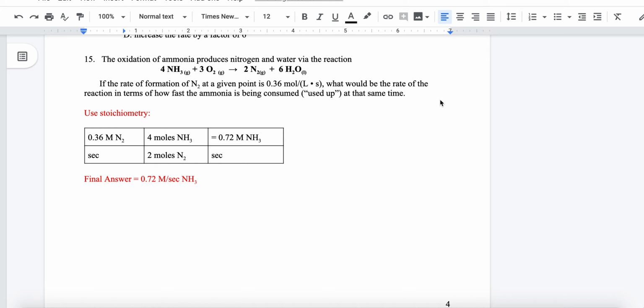Question 15 is our classic stoichiometry using rate. So the big thing to remember here is as long as there hasn't been a time change, it's at the same time, or if it was talking about the initial rate, you can use just regular stoichiometry. If there ever is a time change involved, that's where you have to use the method of initial rates.